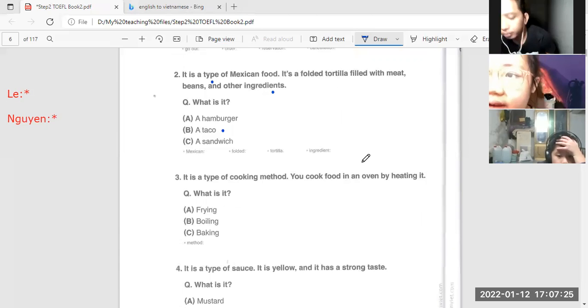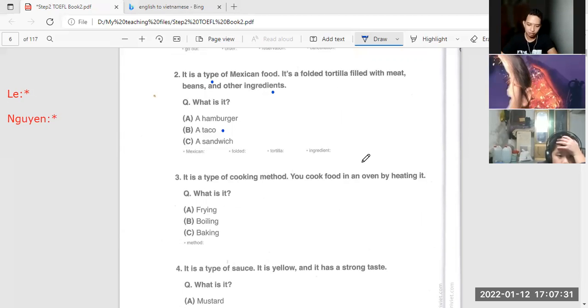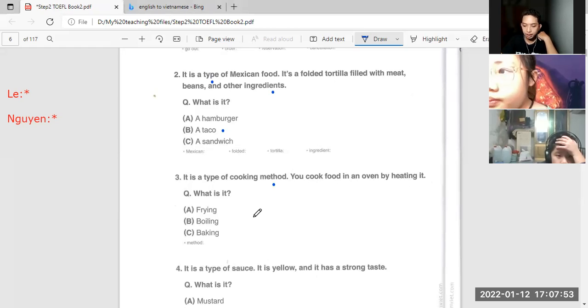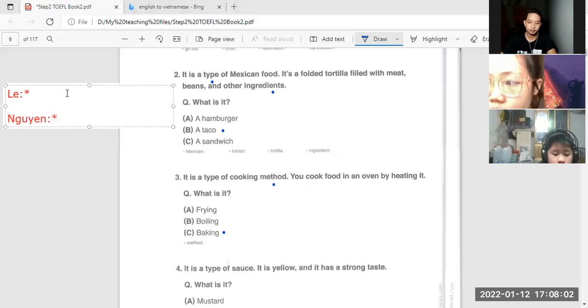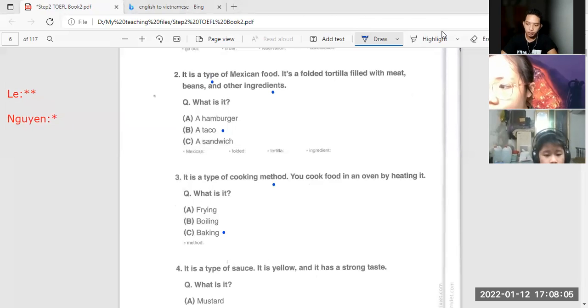It is a type of cooking method. You cook food in an oven by heating it. What is it? It's baking. Yes, baking. Perfect. So one star for Lei. Okay, next. Number four. Nguyen.